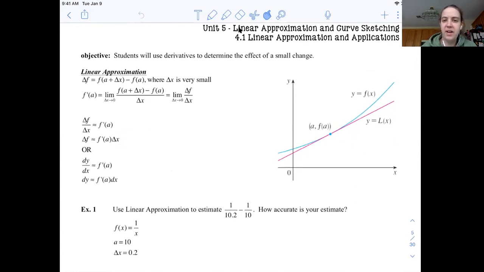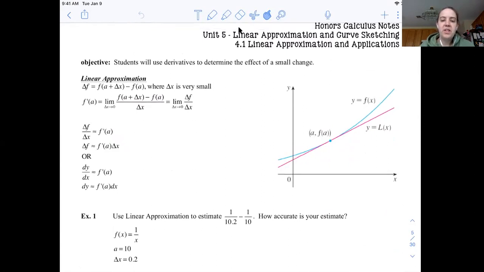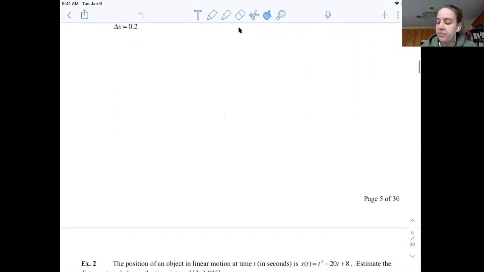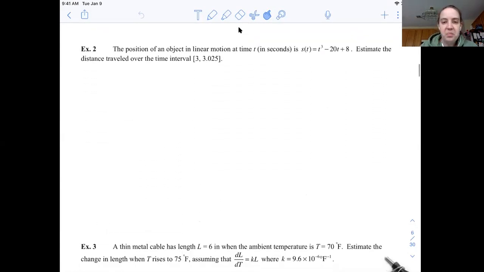So starting our notes on page, I think this is page 5. Linear approximation and curve sketching. Now, I'll be perfectly honest, we're not going to talk about this first page. It's all about lines and how we can approximate a line when we get really, really close. Works much better in person than it does remotely like this. So we're going to skip over this. Don't worry about example 1. Example 2, we can start there.